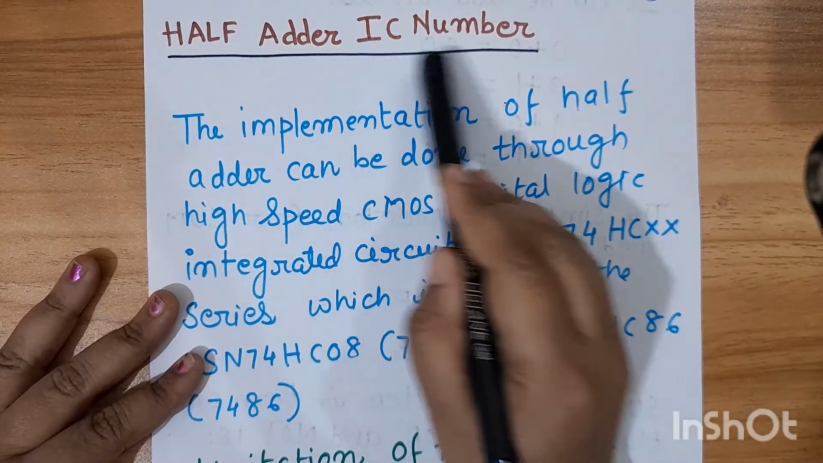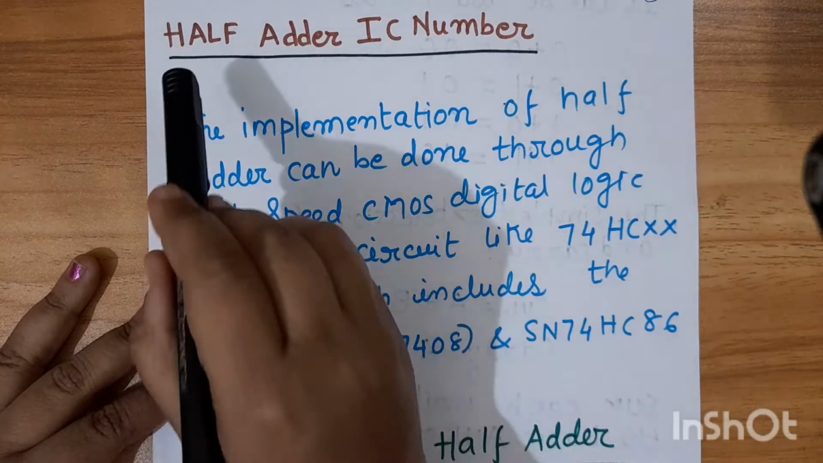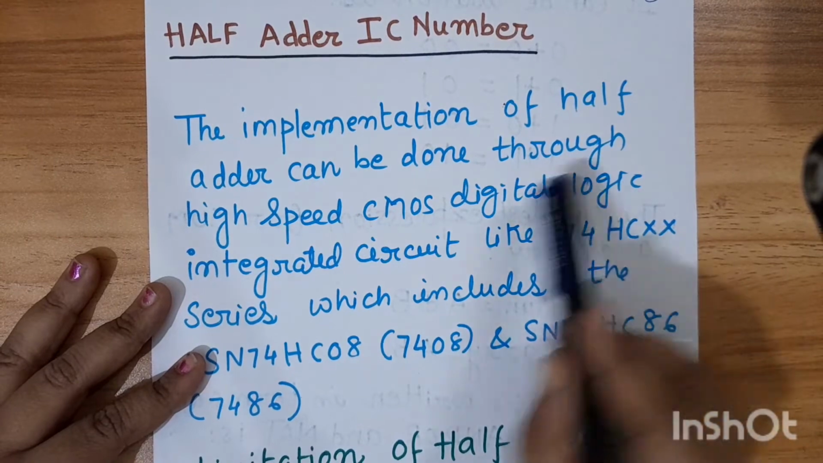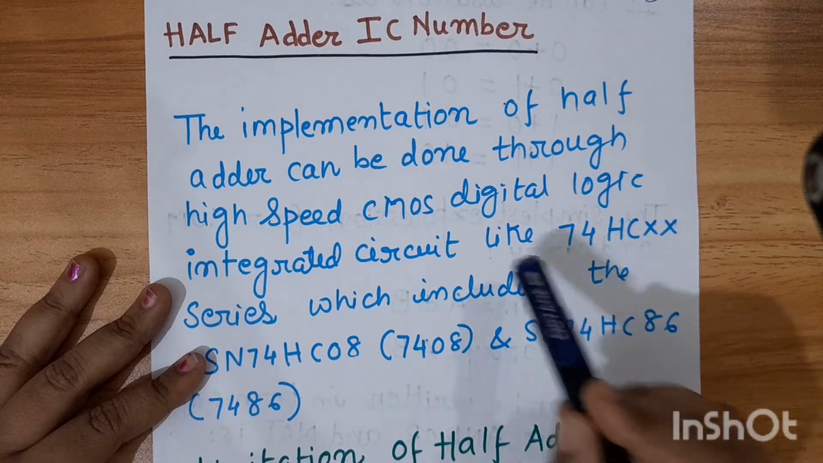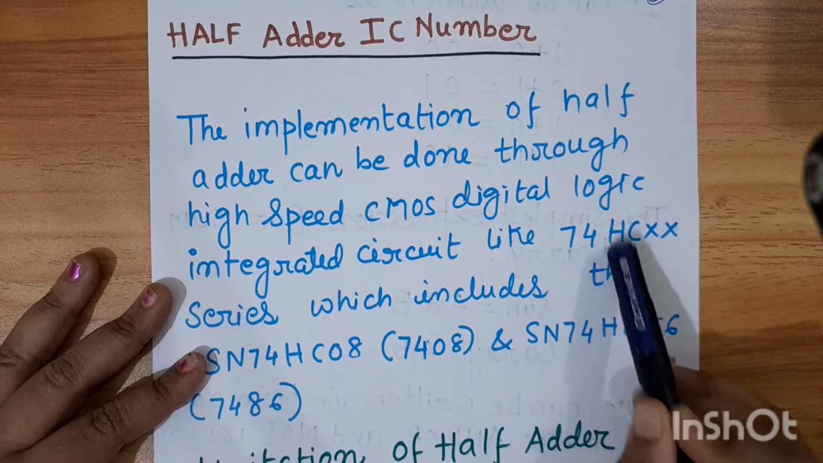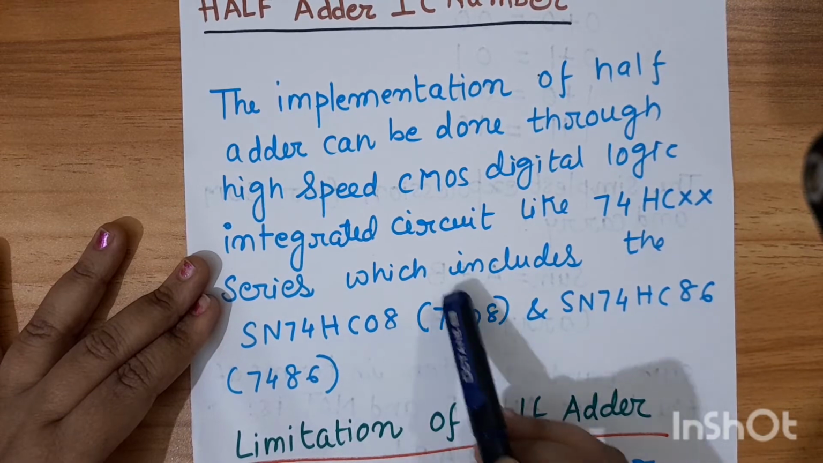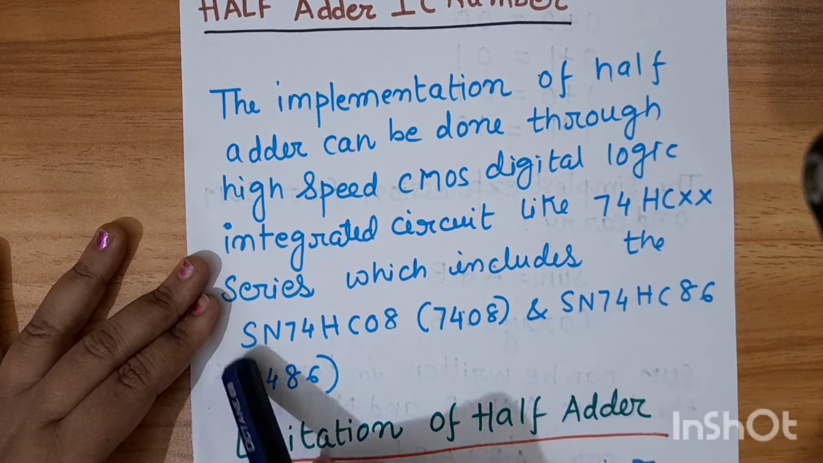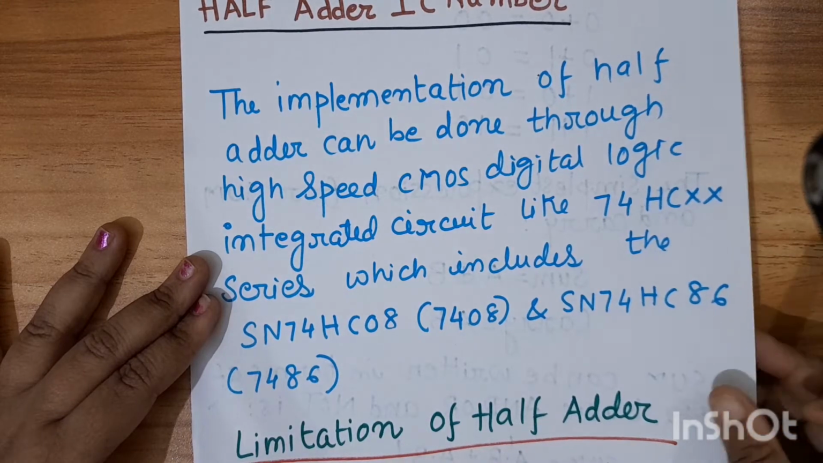Half adder IC number. Now we will look into the IC number for the half adder. How is the implementation of the half adder done? It is done through high-speed CMOS digital logic integrated circuits. This high-speed digital logic integrated circuit has the series 74HCXX, and that includes SN74HC08, in brackets 7408, and SN74HC86, in brackets 7486. So these IC chips are used for the half adder.